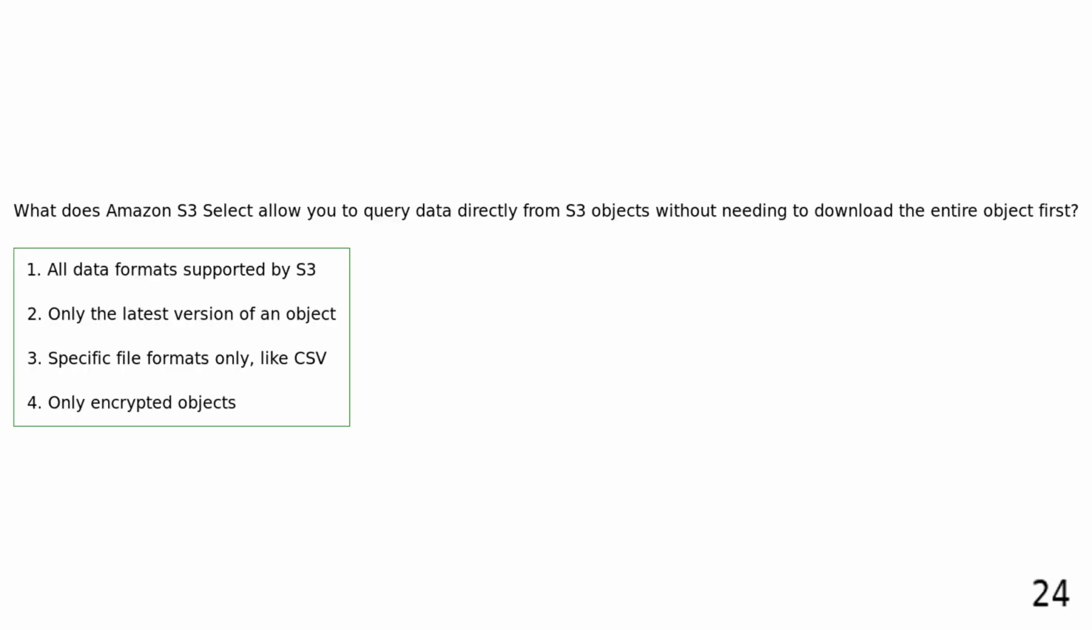What does Amazon S3 Select allow you to query data directly from S3 objects without needing to download the entire object first? All data formats supported by S3. Only the latest version of an object. Specific file formats only, like CSV. Only encrypted objects.